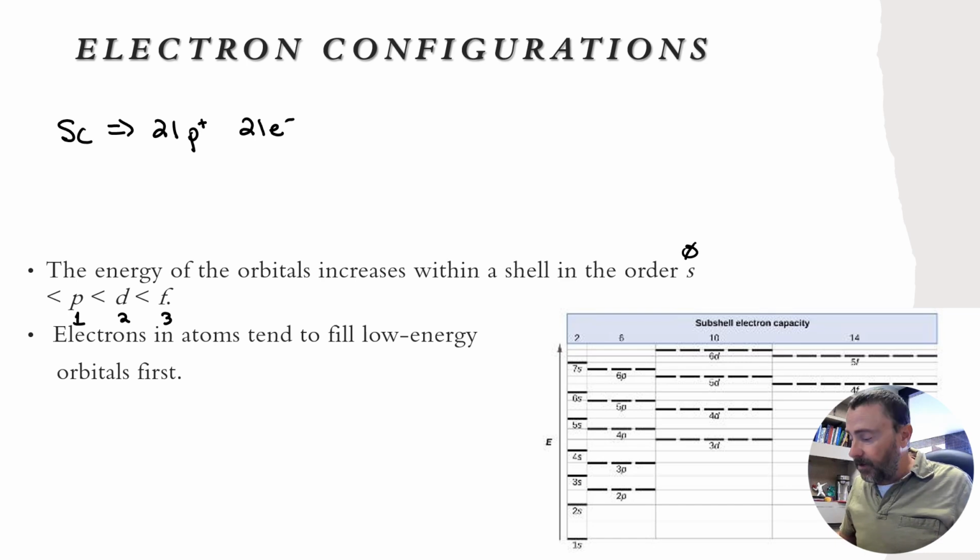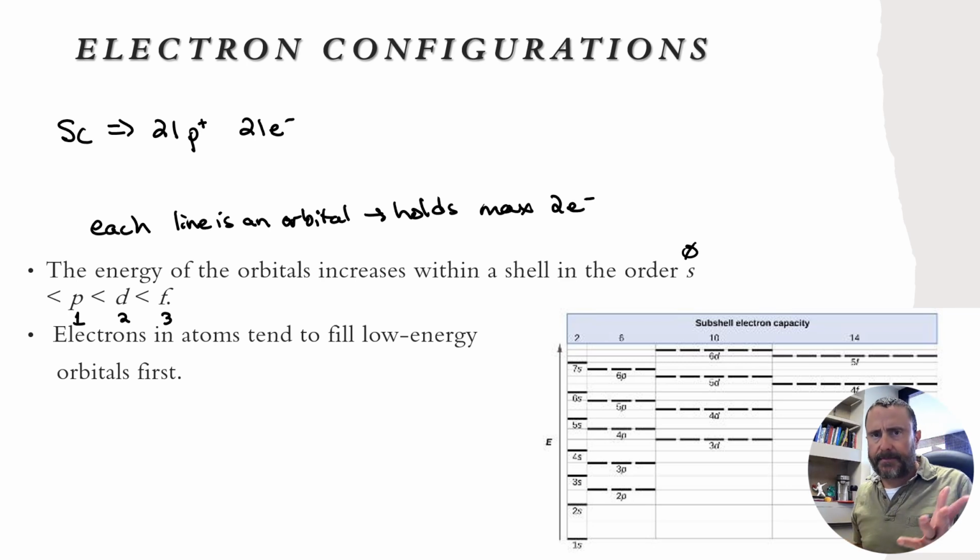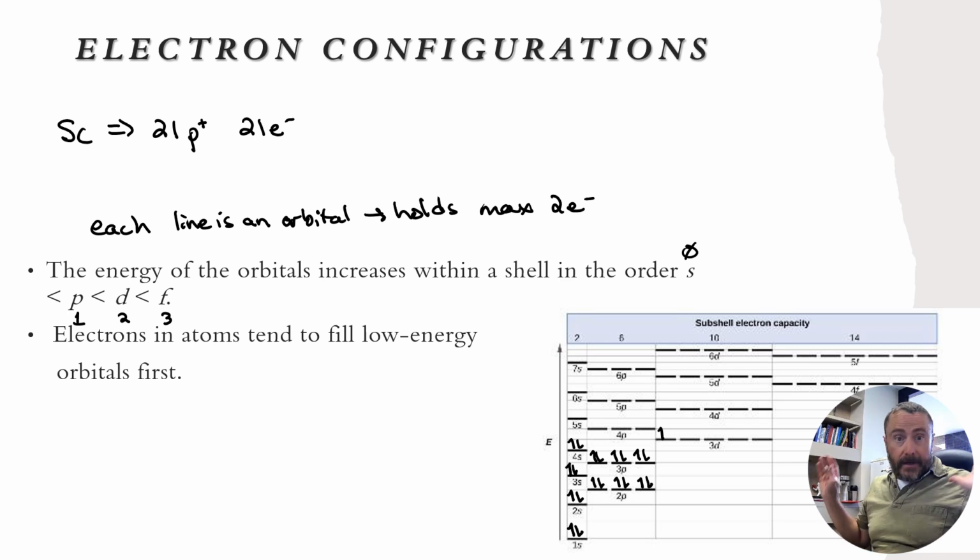Now we can fill that up. We're going to fill in these lines from the lowest energy to the highest energy, and each line is an orbital, and it holds a maximum of 2 electrons. So I'm going to put in 21 electrons here from the lowest to the highest. 1, 2, 3, 4, 5, 6, 7, 8, 9, 10, 11, 12, 13, 14, 15, 16, 17, 18, 19, 20, 21. Now I've run out of electrons.